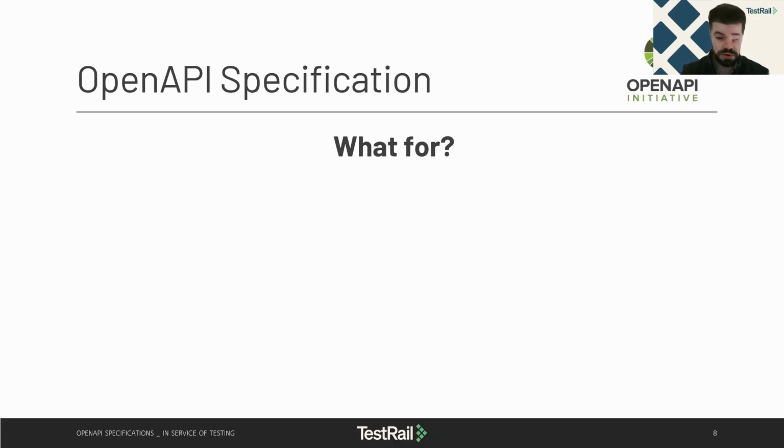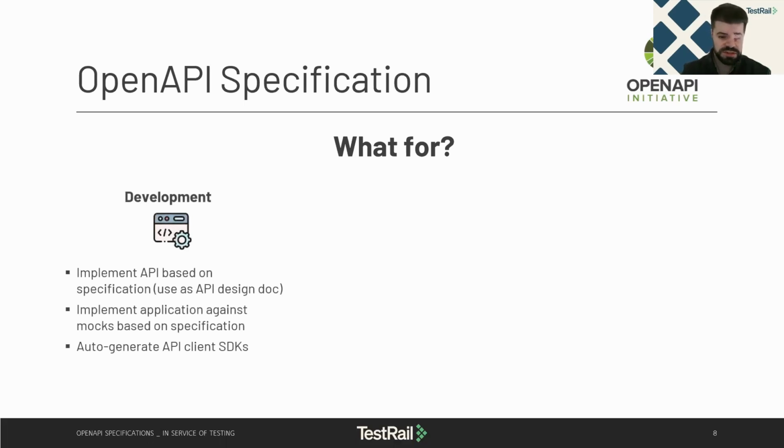So API specifications, what can we use these for? Well, you can use them for a lot of things. For instance, for development, you can implement an API based on an OpenAPI specification. You can use it as an API design doc. Like I was saying, you can communicate with other people, work collaboratively on this document, and review the document, etc., until you come up with a final version before going into implementation. So everything is quite solid.